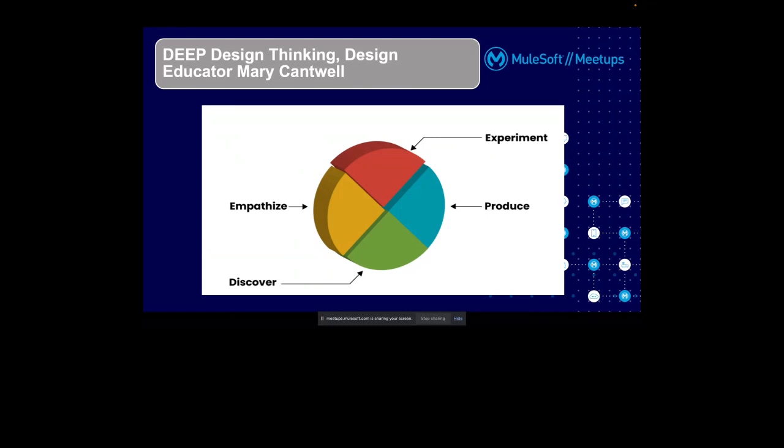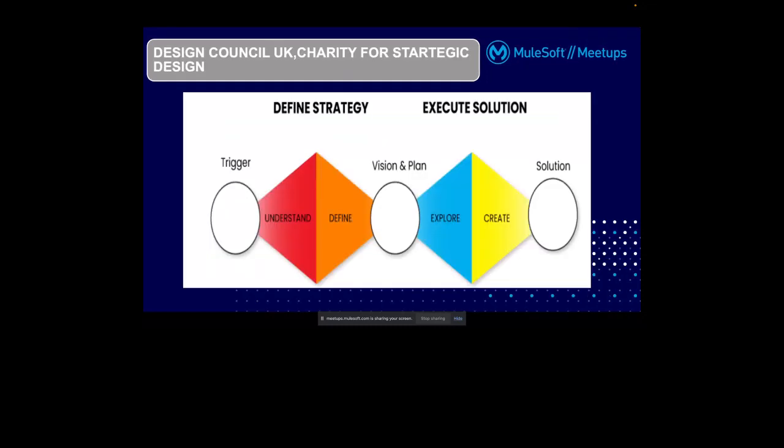Again, the Design Council UK, which is a charity for strategic design, says there's a different strategy. First there should be a trigger point for design. For example, the trigger point can be: I want an application for booking my cabs. So that's a trigger point. Now I'll understand the problem. Now I define the problem. Now I reason and plan, explore the problem, and then I create the solution out of it.